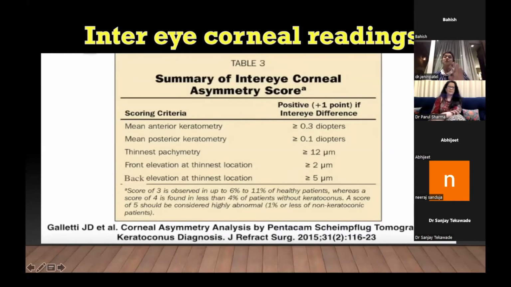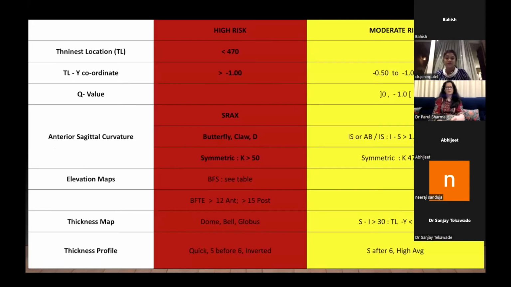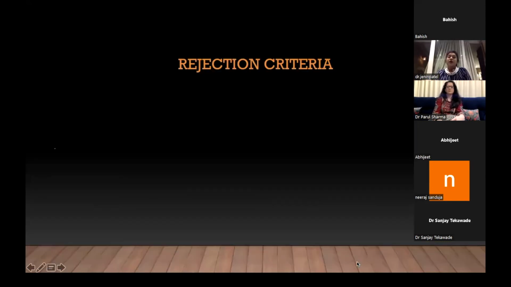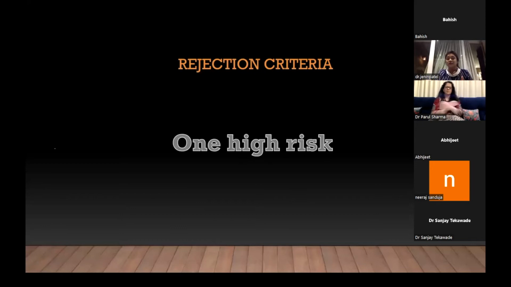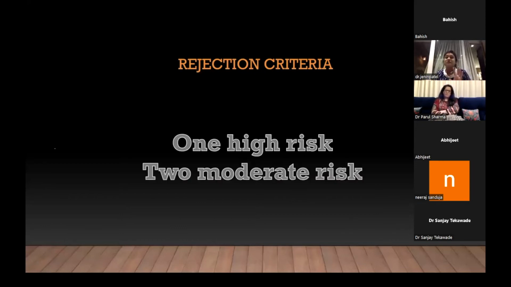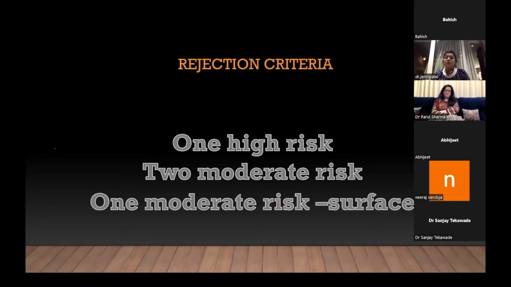Now, why is this important? Because if you see a difference between your right and your left eye, you may want to take a step back to re-evaluate the whole case. Any of these parameters then becomes a risk factor and has to be taken into consideration. So these are your risk factors. We have discussed most of them: the thinnest location, your y coordinate displacement, the Q values, the shapes on the anterior sagittal curvature, your elevation maps of 12 and 15, the shape on the cornea, the thickness map on the pachymetry, and your thickness profile. The rejection criteria will be 1 high risk criterion or 2 moderate risk criteria is a definite rejection for refractive surgery for that patient. With 1 moderate risk criterion, you could go ahead with a surface treatment for that patient.